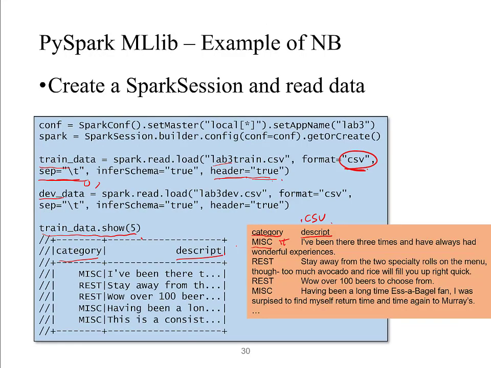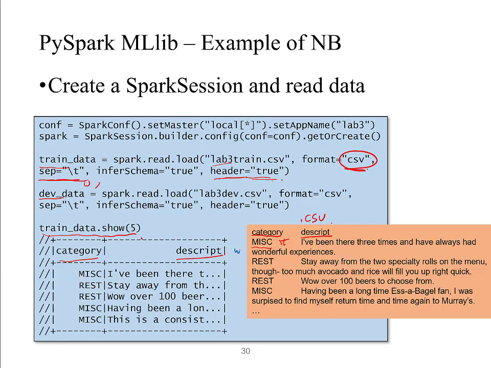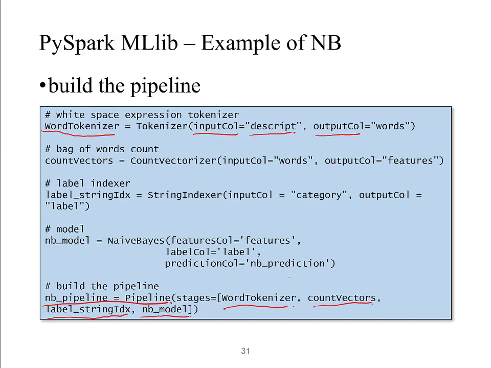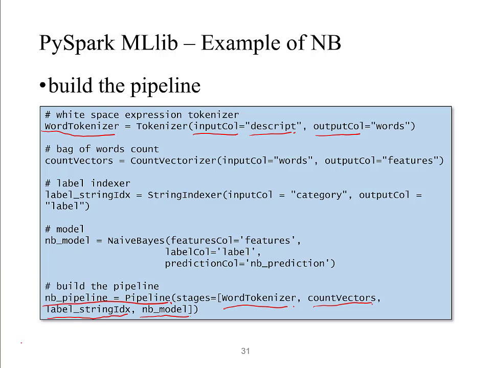So it should be something like you would have words here, and the words would be like a list, something like this. So this is what the word tokenizer does.